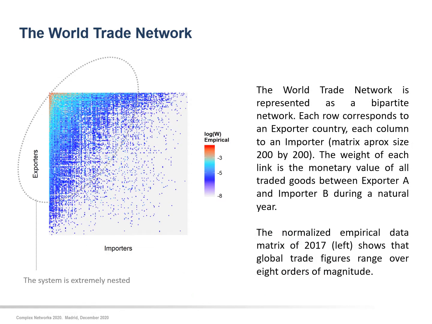The World Trade Network is represented as a bipartite network. Each row corresponds to an exporter country, and each column corresponds to an importer country. The size of the matrix is approximately 200 by 200. The weight of each link is the monetary value of all traded goods between exporter A and importer B during a natural year. The normalized empirical data matrix of 2017 shows that global trade figures range over 8 orders of magnitude.